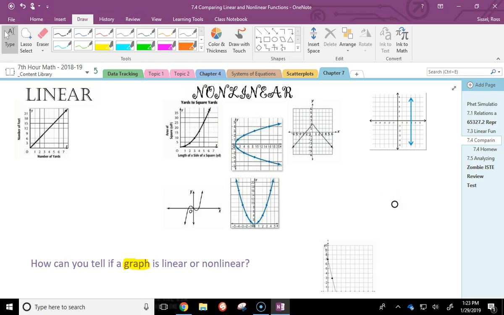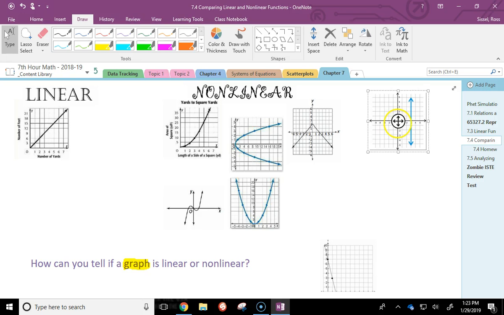These two are definitely nonlinear because they're curving. The bottom one here makes like a little wavy line. It goes up and then down, then up. That is also nonlinear because it's not a straight line. It's curved lines.